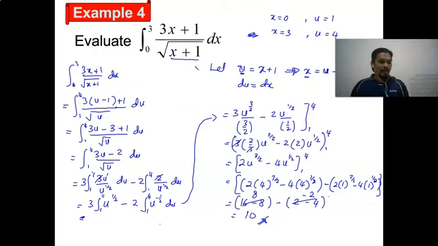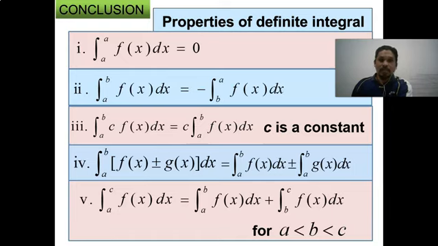Okay. Next. So these are all the properties of definite integrals. So please try to understand, which I think is easy.